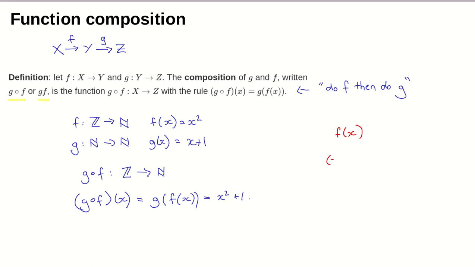We don't write x F. That's not how we choose to write things. So because we choose to write the input to a function on its right, the only natural interpretation for G circle F is the function which does F first and then does G. So that's why when we write G circle F, we mean the function whose rule is do F first and then do G.